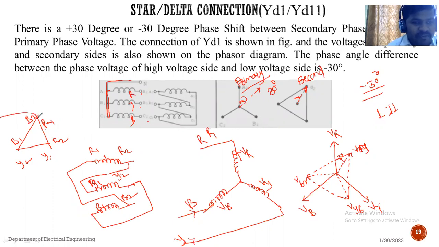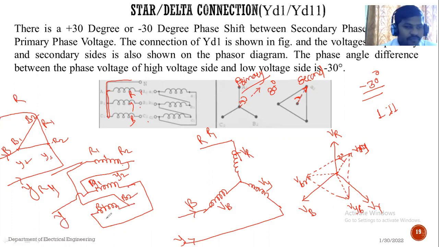The common terminal of R1 and B2 gives the R phase. The common terminal of Y1 and R2 is nothing but the Y phase. The common terminal of B1 and Y2 is nothing but the B phase. Similarly, R2 and Y1 give one terminal, the Y terminal, and B1 and Y2 give one terminal, the B terminal. So this connection will be like this.